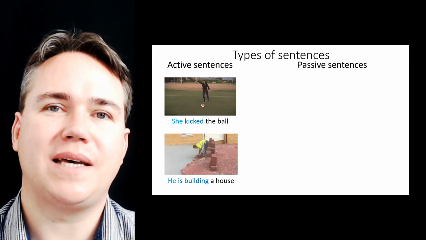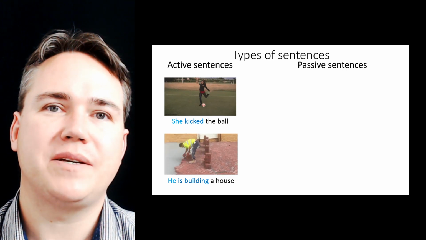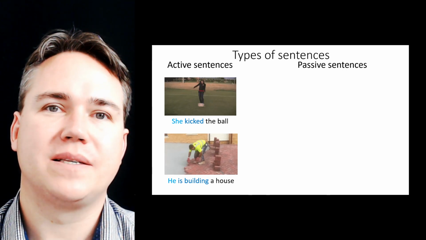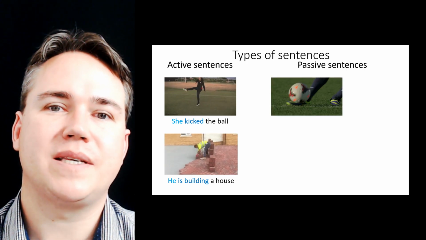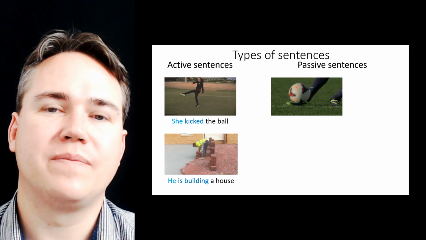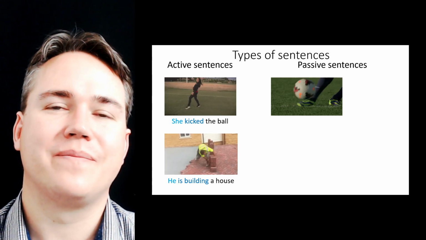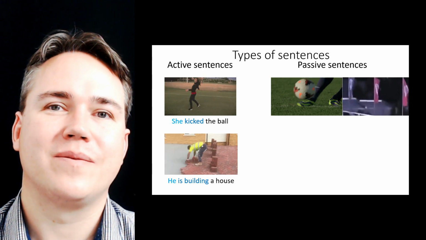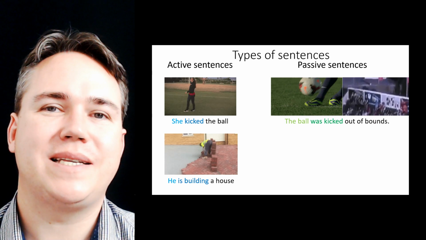Passive sentences aren't like that. Passive sentences focus on the results of actions or on objects and processes. So in this case, the object is a soccer ball. You ask, well, what happened to the soccer ball? Well, that's what happened. The ball was kicked out of bounds.